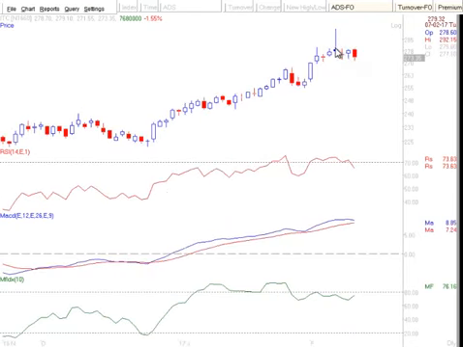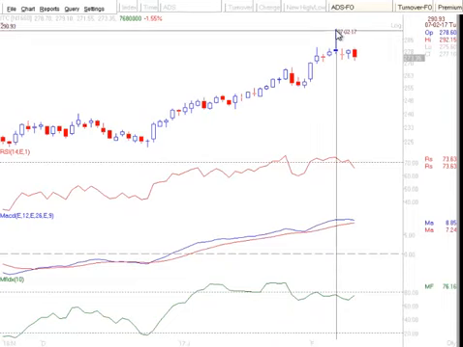The shooting star's upper shadow is quite long. So if you keep a stop loss high above, it will be quite wide.